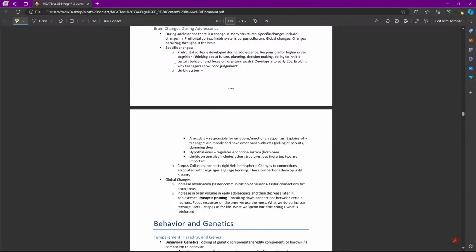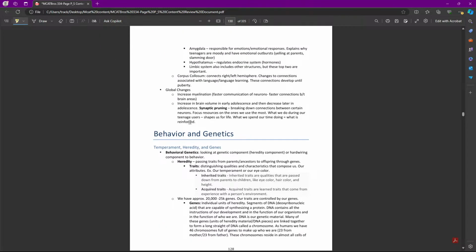So some specific changes: the prefrontal cortex develops during adolescence, responsible for higher order thinking, and develops into the early 20s, which explains why teenagers have such poor judgment. Limbic system, the amygdala responds to emotions, which explains why teenagers are moody and have emotional outbursts. Hypothalamus regulates endocrine. This also includes other structures, but the top two are important. The corpus callosum connects the right and left hemispheres, changes the connection associated with language and learning. These connections develop until puberty.